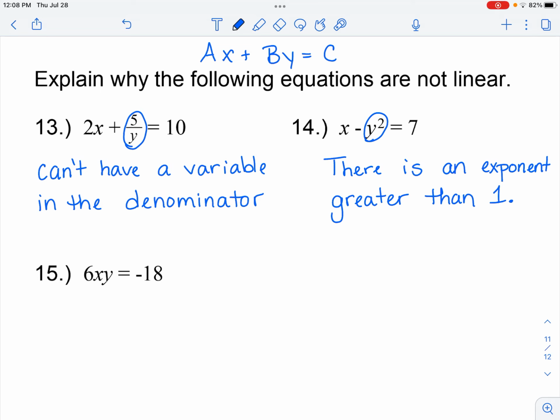And it could have been x squared minus y equals 7. Doesn't matter where the exponent is. It doesn't have to be on the y. It's just these two problems both happen to have an issue with the y.